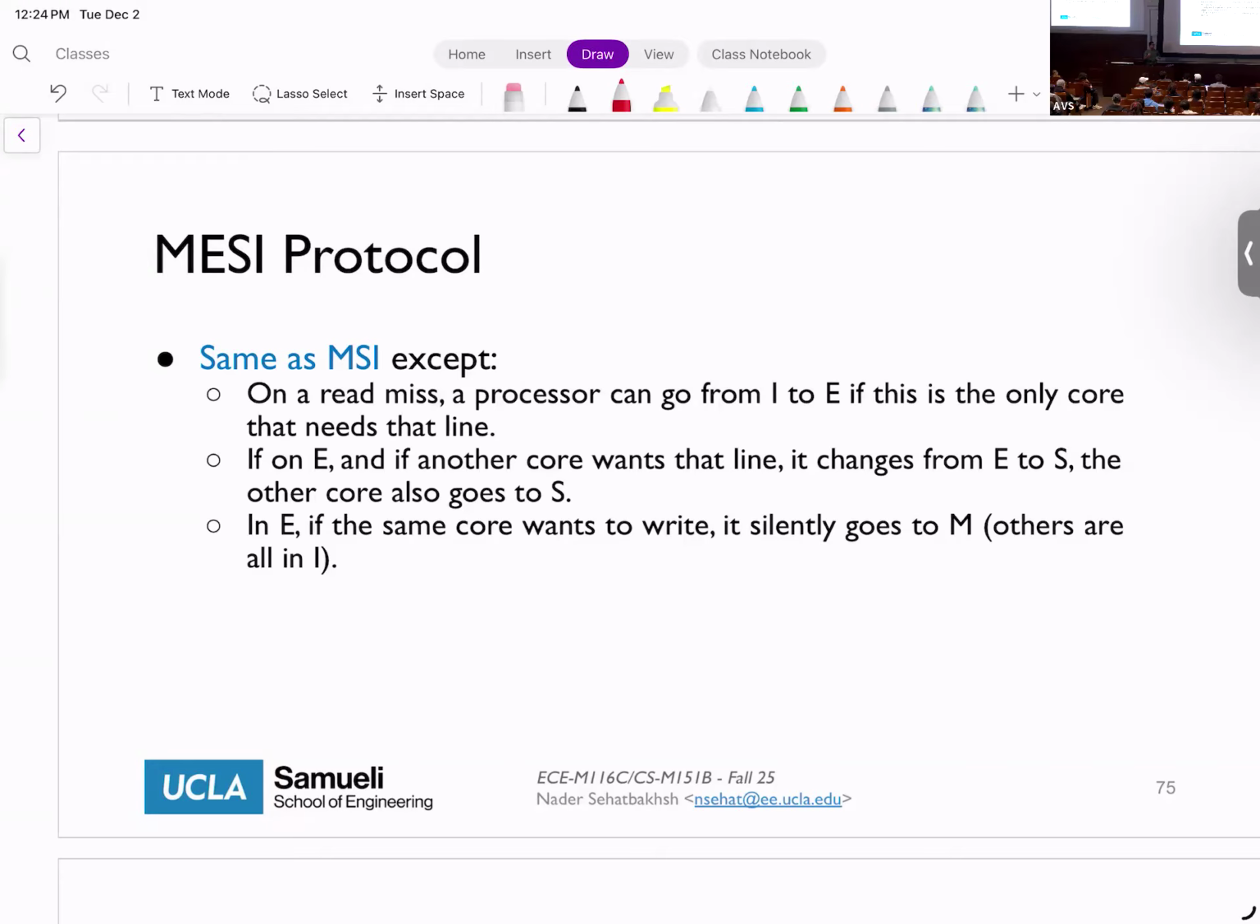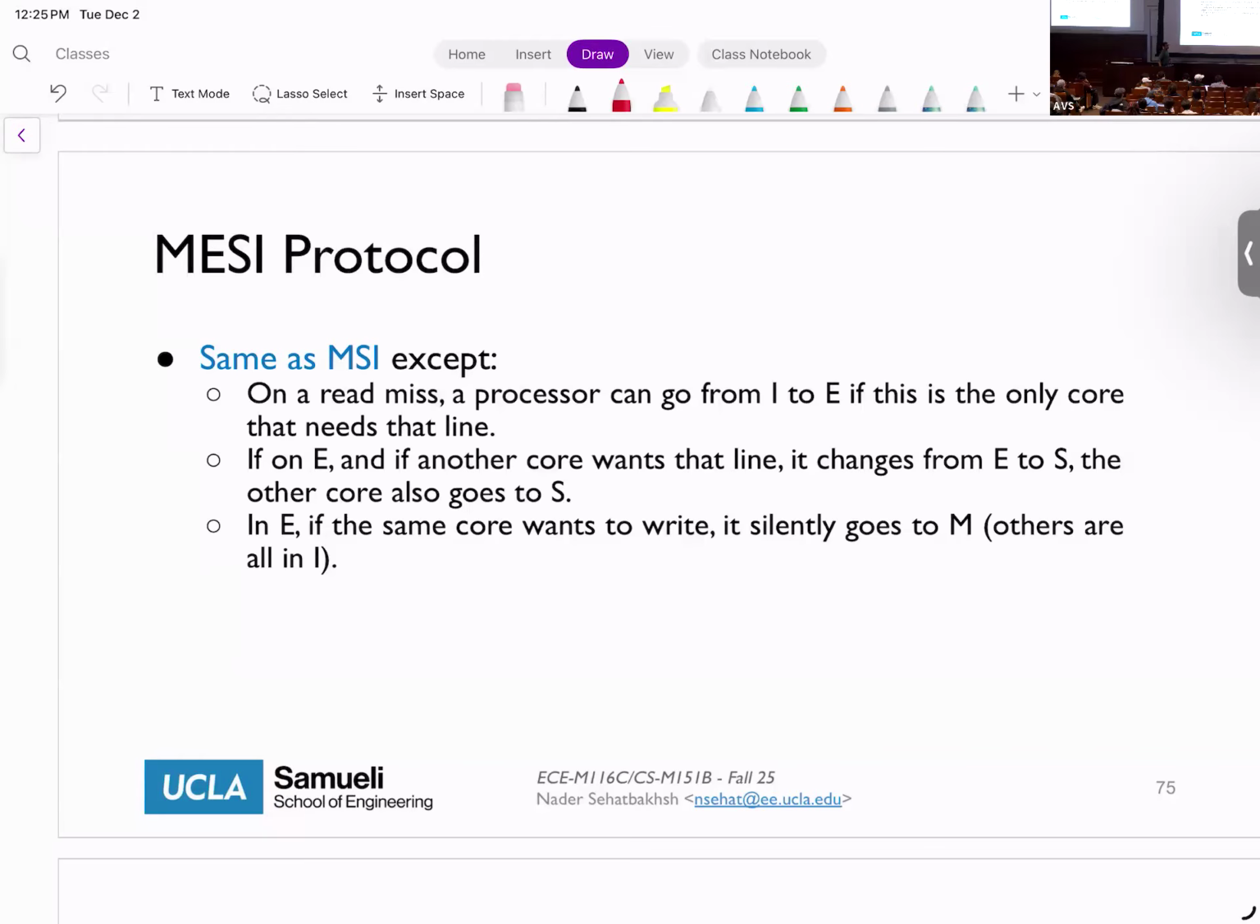And then the key thing is that if someone is in E and wants to write, it goes to M, but it doesn't need to announce it to everyone else. Okay, so it just silently goes to M without broadcasting it to everyone else. Okay, and everybody else is already in I, so you don't need to do anything.